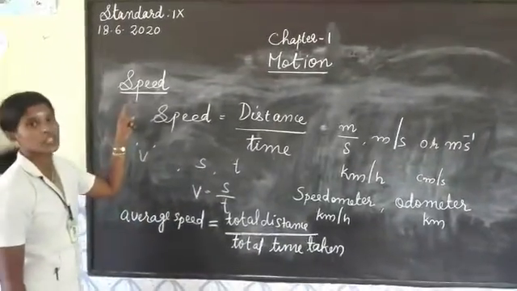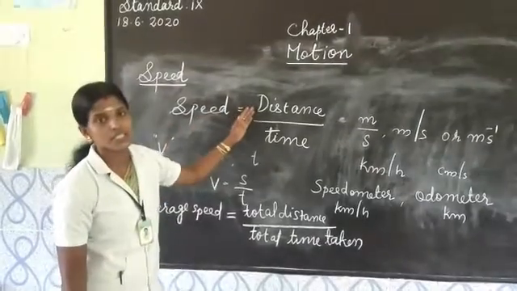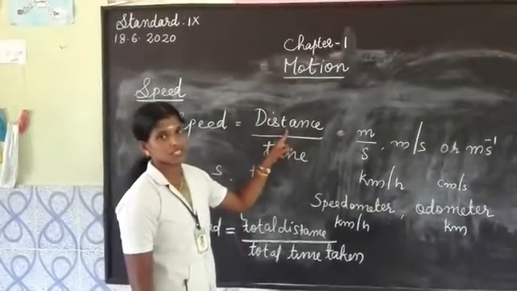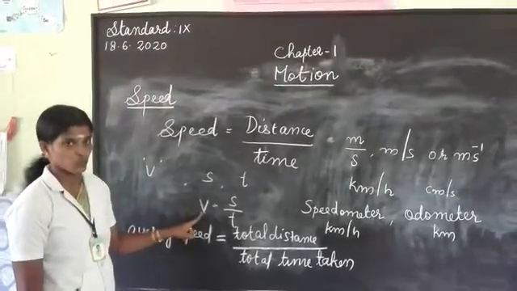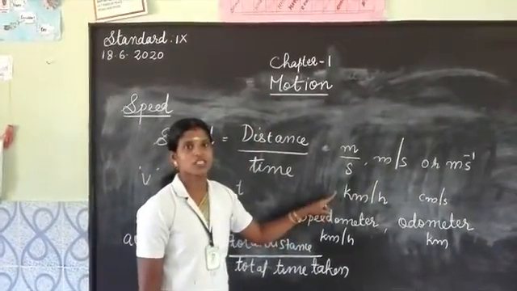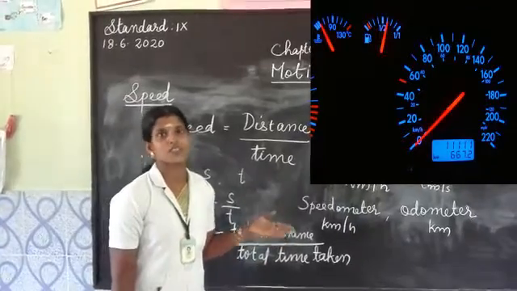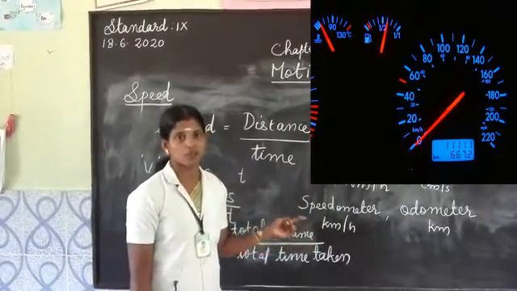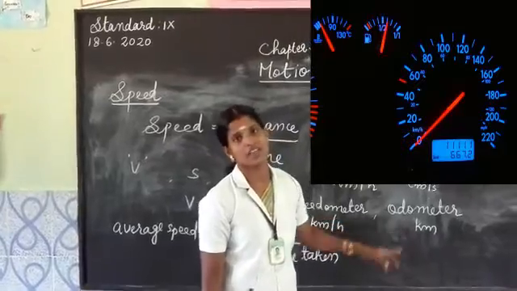So, today we talked about speed. Speed gives an idea about the rate of motion of an object, or it is the distance travelled by an object in unit time. The equation is speed equal to distance by time. If an object is travelling a distance s in a time t, then v is equal to s by t. The SI unit of speed is meter per second and the larger unit is kilometer per hour. Then we discussed two instruments installed in a vehicle, the speedometer and odometer. Speedometer gives the instantaneous speed of the vehicle in kilometer per hour, and by looking at the odometer we can understand how much distance is travelled by the vehicle.